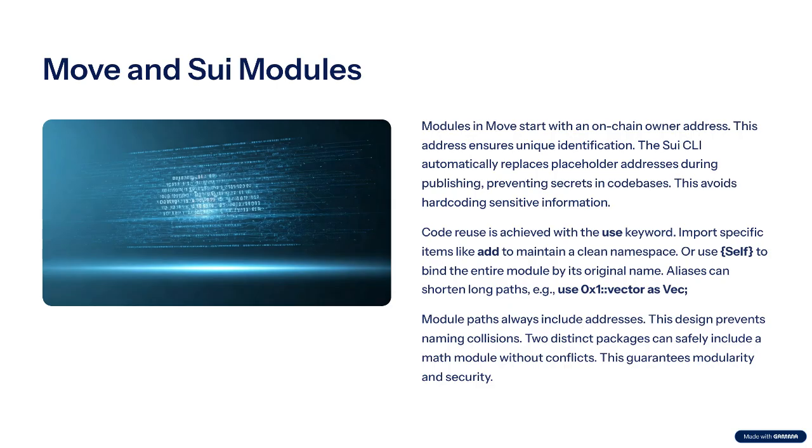Import a single item, add braces to keep the namespace tidy, or Self to bind the whole module under its original name. You can even alias long paths: use 0x1::vector as vec; Because addresses appear in every path, two different packages can safely ship a math module without collisions.